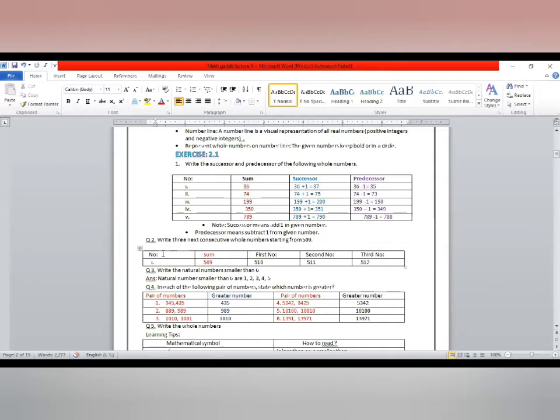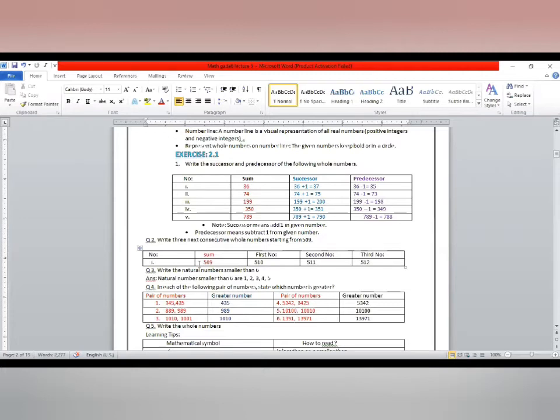Dear students, here we have to start question number 2. Write the three next consecutive whole numbers starting from 509. Consecutive, I told you, means one after another. Here, no space we have to put there. The number that we are told is 509. After 509, we have 510. After 510, we have 511. After 511, we have 512. These are the consecutive three numbers starting from 509.